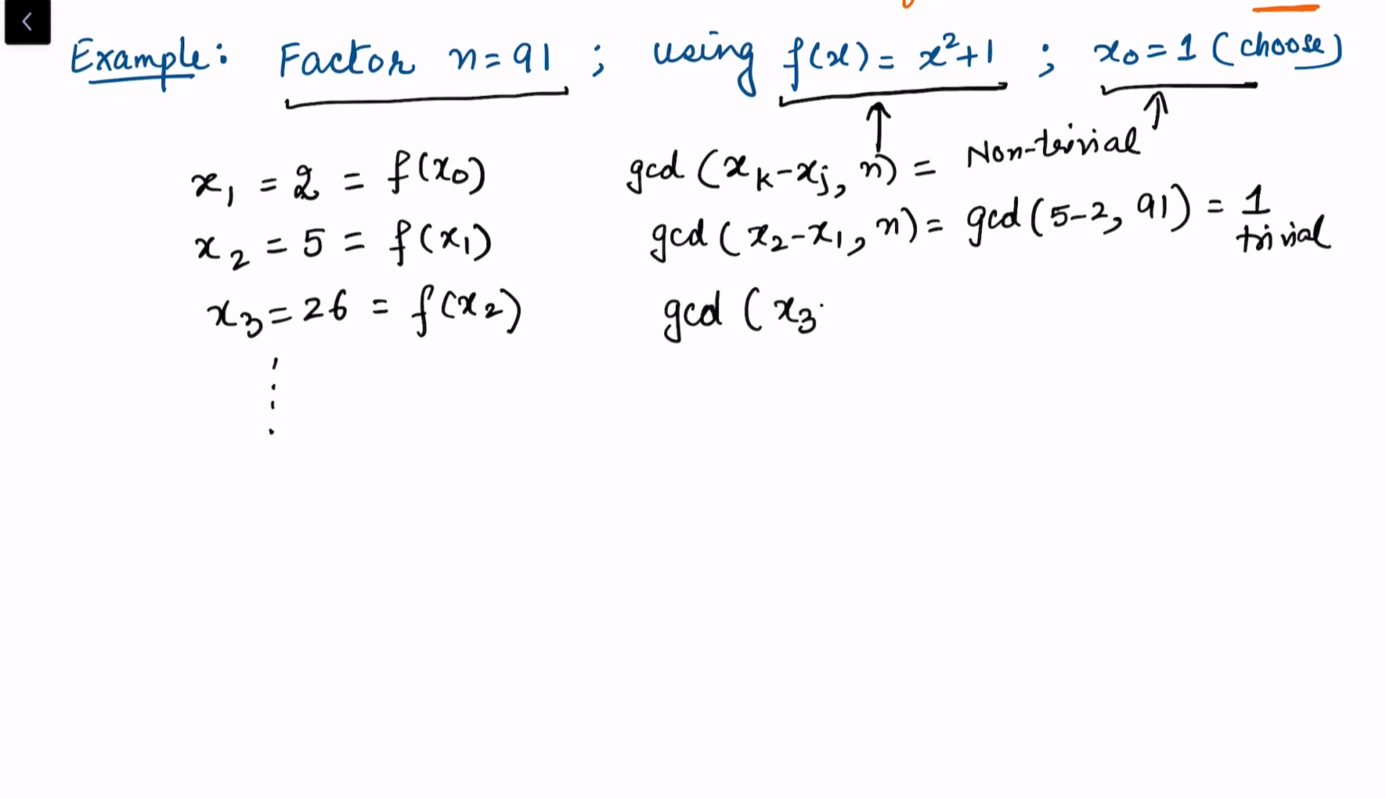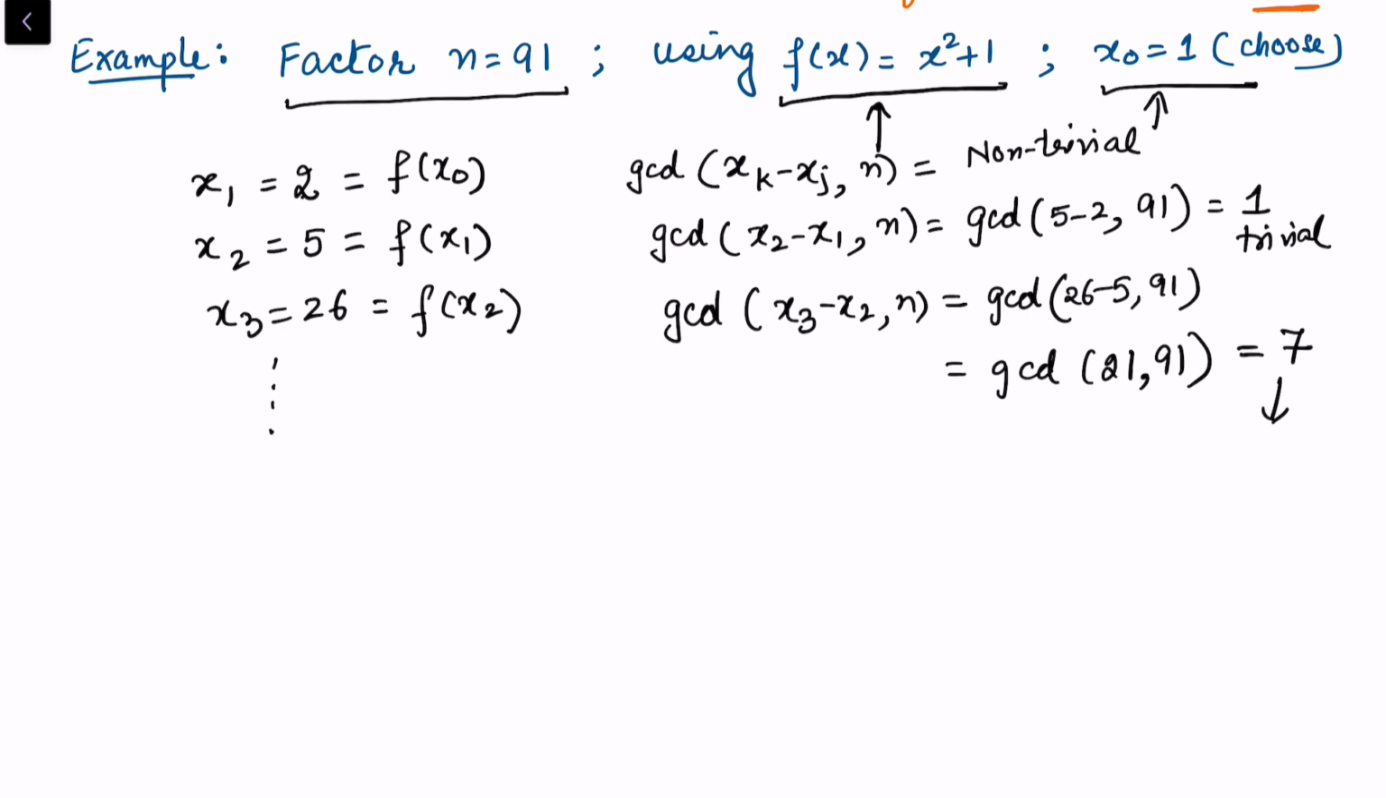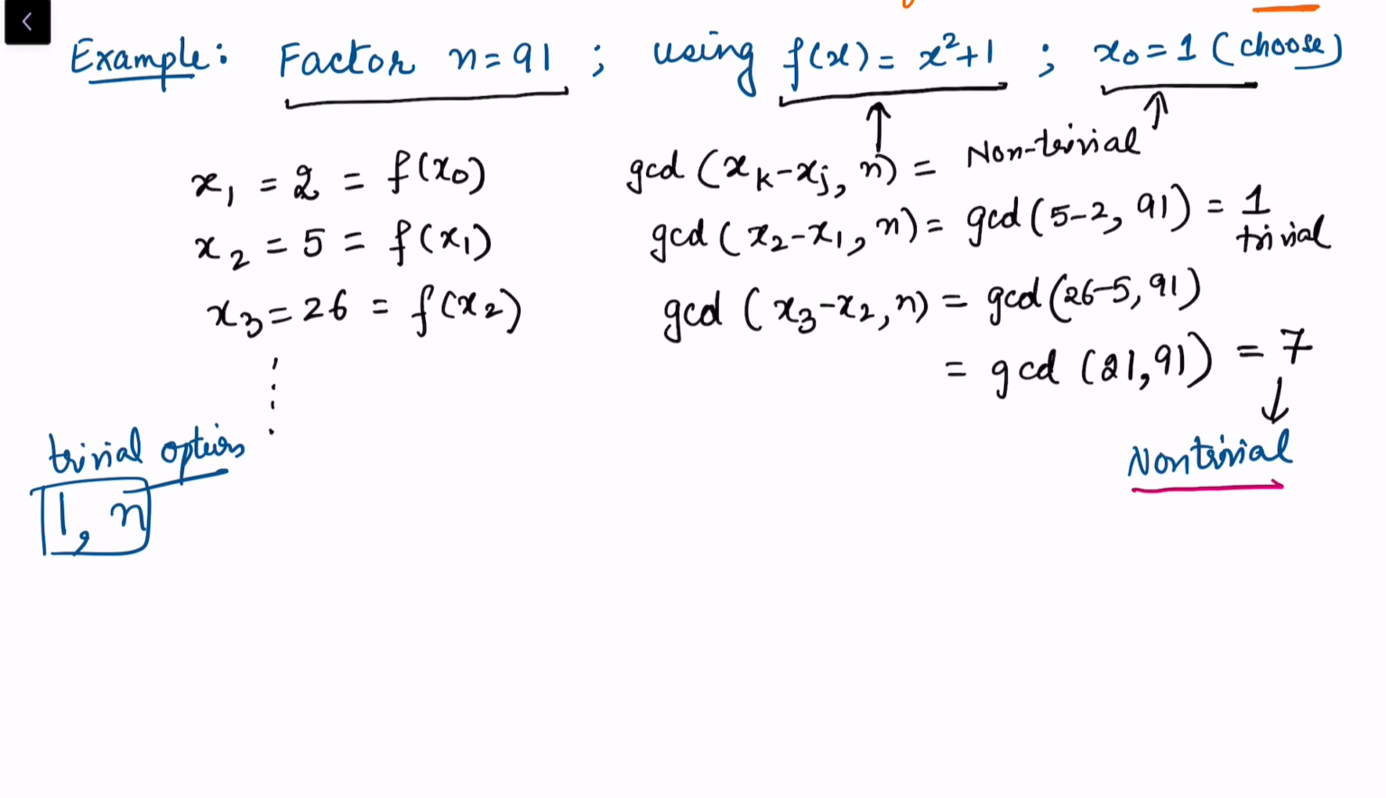GCD of x3 with x2 and n. So in this case, we will see that the GCD of 26 minus 5 and then with 91 will come out as GCD of 21 and 91. And we find the GCD is 7. So 7 is a non-trivial GCD. This is neither one. Trivial GCD means either it could be 1 or the number n itself. So these were the trivial options. Now we have excluded this trivial option. So this will give me that 7 is a factor. So we will conclude 7 is a factor of 91.